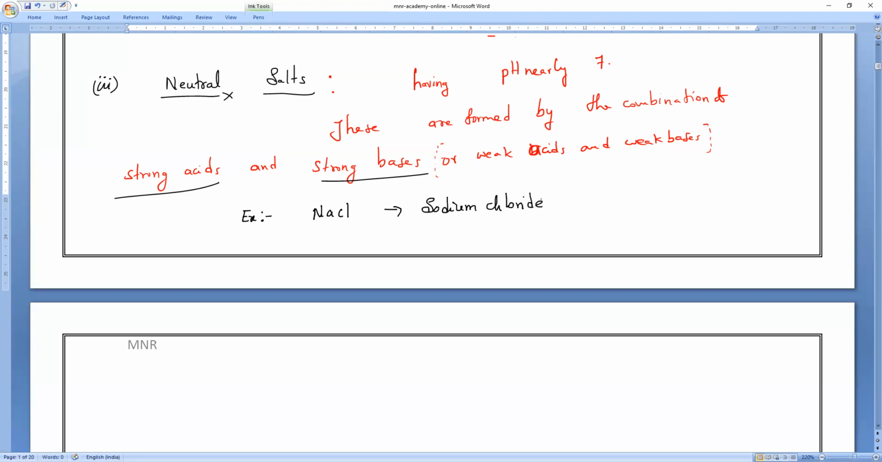Sodium chloride. Next. Magnesium sulfate. NaNO3. Kaushik will say. Others you write. Tell me the Kaushik name. Otherwise you leave from the meeting.